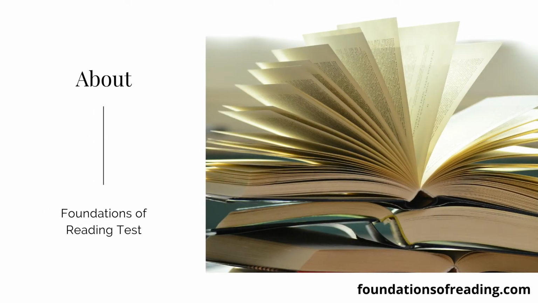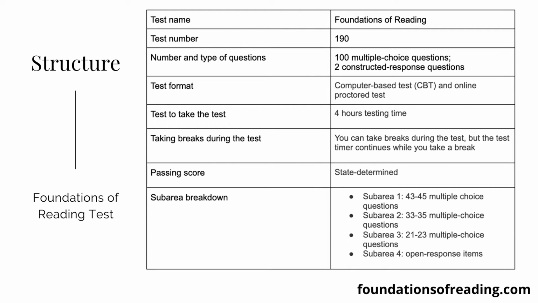The Foundations of Reading test aims to measure the examinee's understanding of in-depth research-based reading and writing development. This online course covers the Foundations of Reading 190 test. The test has 100 multiple choice questions, 2 constructed response questions, and this is all taken on the computer. The total testing time is 4 hours, and you can take breaks, but the time keeps ticking while you are on a break. Passing scores are determined by each participating state, but we'll show you exactly what you'll need to know to pass on the next slide. Lastly, there are a total of 4 Foundations of Reading sub-areas that are covered on this test.